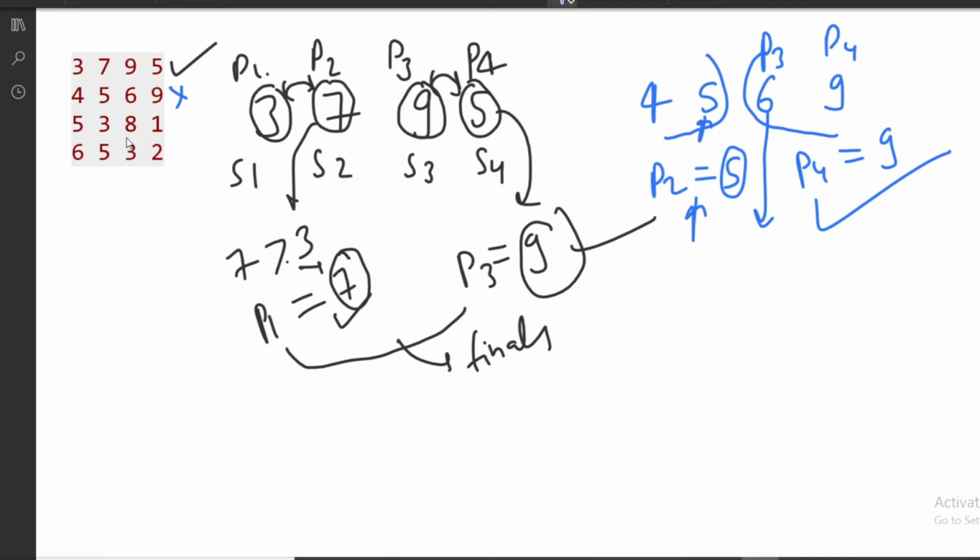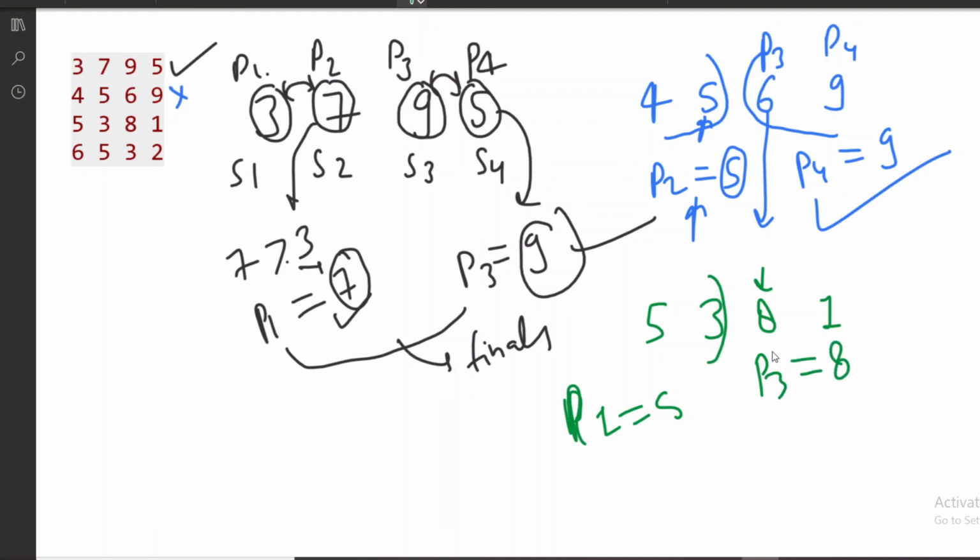Let's verify for 5, 3, 8, 1. These two players will compete with each other, so P1 has the highest rating. And here P3 has the highest rating. Let's check whether P1 and P3 hold the highest and the second highest ratings among all these skill ratings. Yeah, P3 is okay. P1 is also okay. So this tournament is fair.